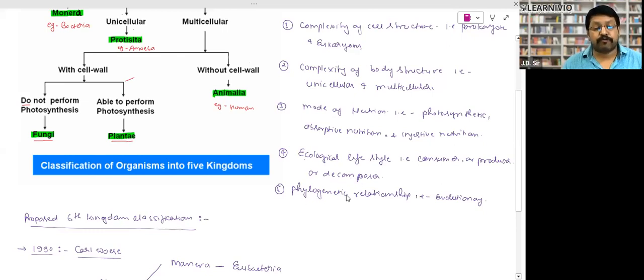Fifth criteria was phylogenetic relationship. Phylogenetic relationship means evolutionary relationship. Who came first? Who came later? Those organisms which came first in the line of evolution were kept first, like Monera and Protista. Those which arrived on the earth last, like Animalia, have been kept last. So these are the 5 criteria behind designing the 5 kingdom classification system.